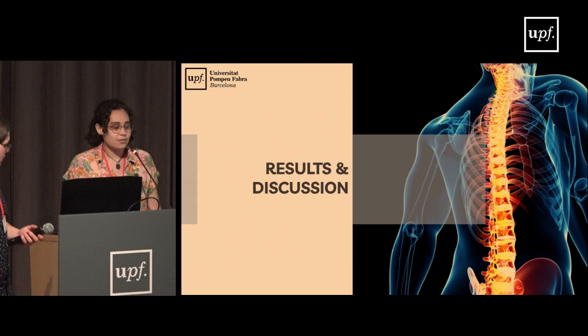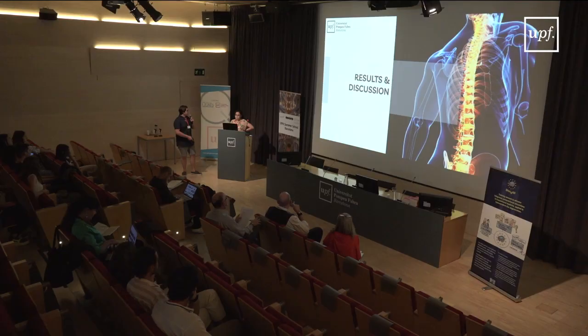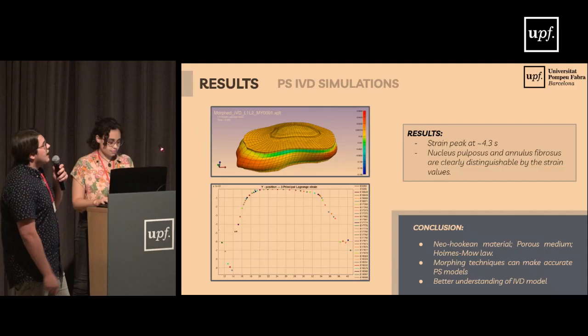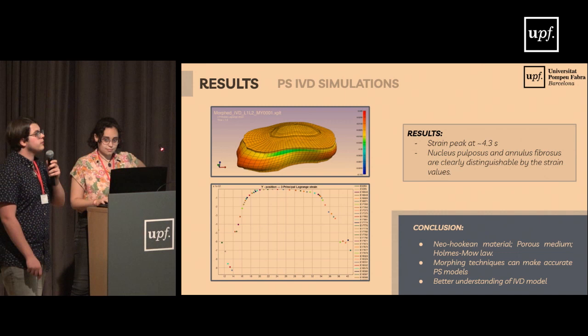Now we'll explain the results and discussion. Okay, so we performed 4 experiments. The first one was regarding the IVD disc. We had some problems with it, but in the end we managed to give you some good results, where we can see that the strain peak on the IVD, in the morphed IVD disc, happens at step 4.3 seconds. And also this kind of simulation enables us to differentiate the nucleus pulposus and the annulus fibrosus through the principal Lagrange strain graph versus the Y position.